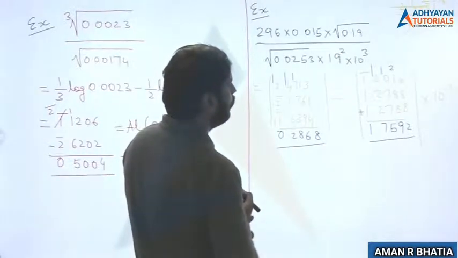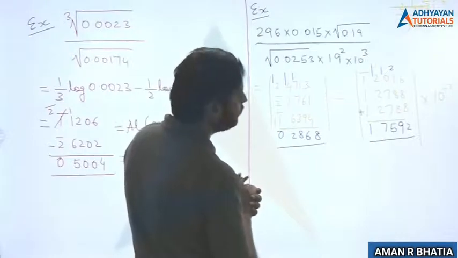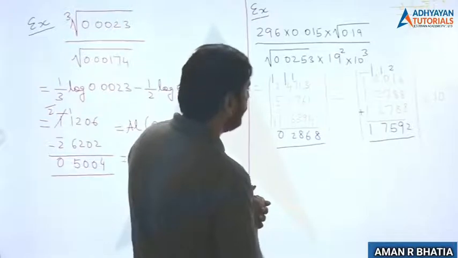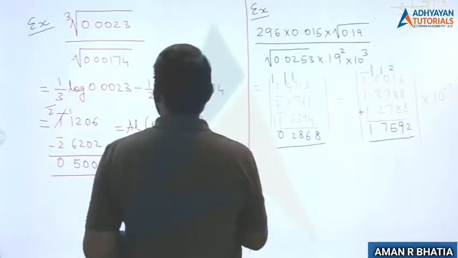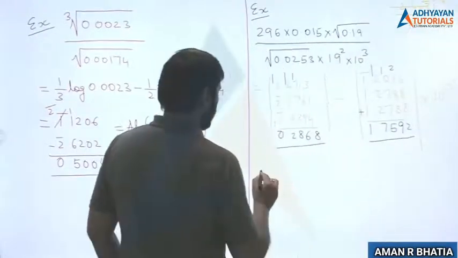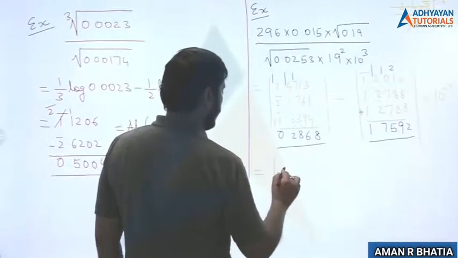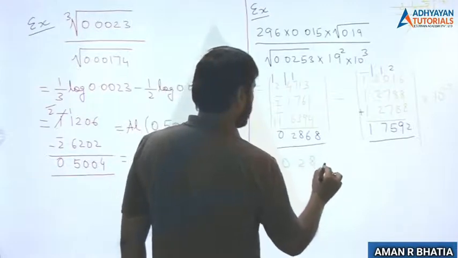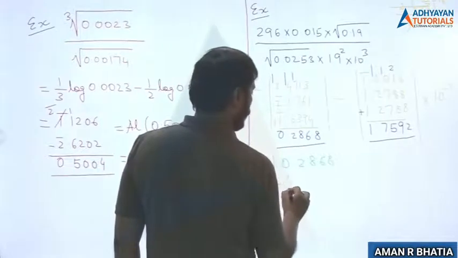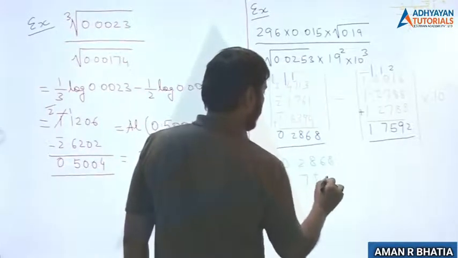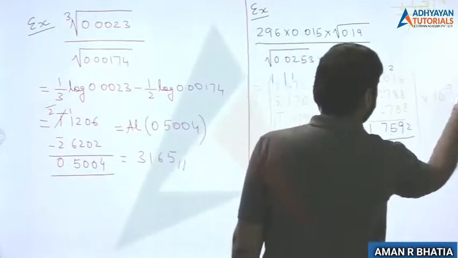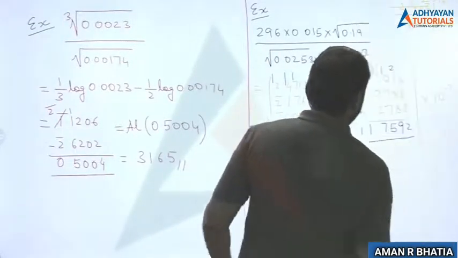So this is how my calculation is going so far. Okay, and let's see where we end up. Now I have the values to be rewritten as 0.2868 minus 1.7592, and I have to subtract these two values. So when I subtract these two values, let us see what we get.